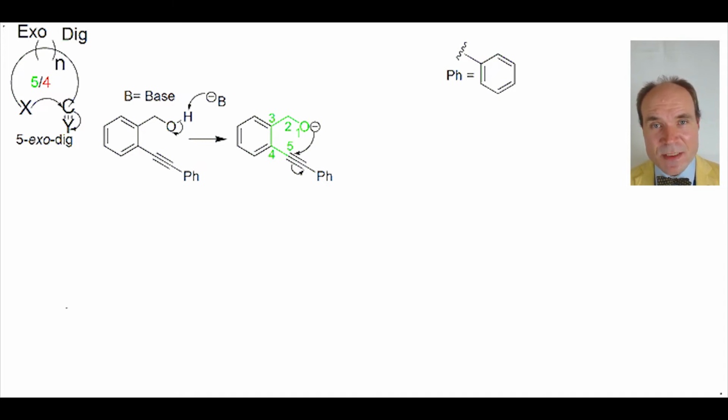The first atom to be attacked in this ring formation is carbon 5. Now we know this is part of an alkyne, so it's diagonal, or dig. So what we have here is a cyclization that is 5-exo dig.